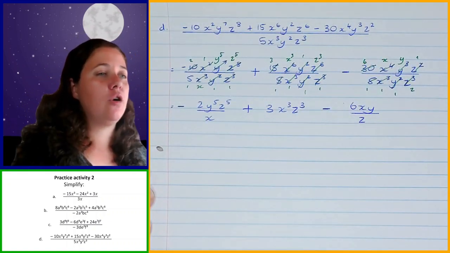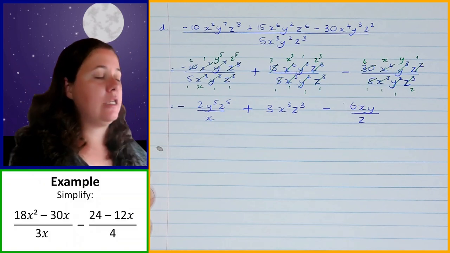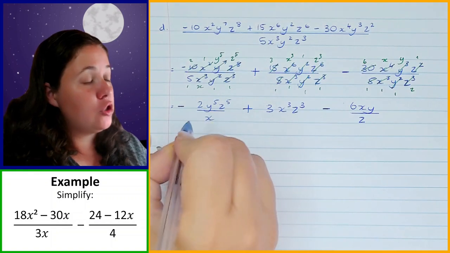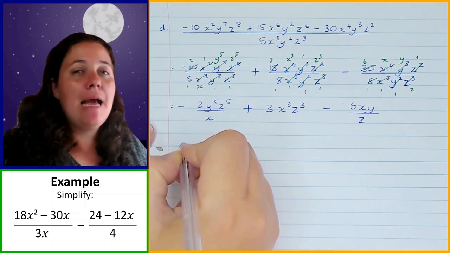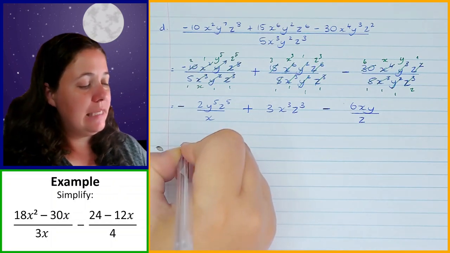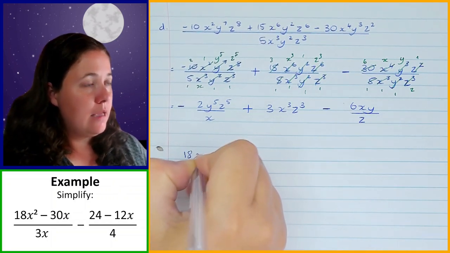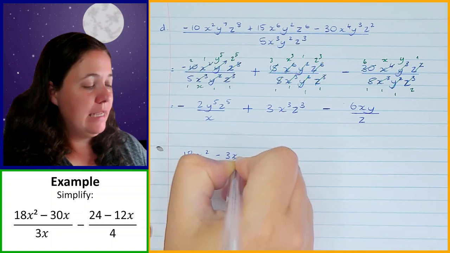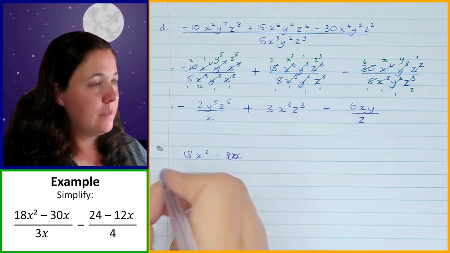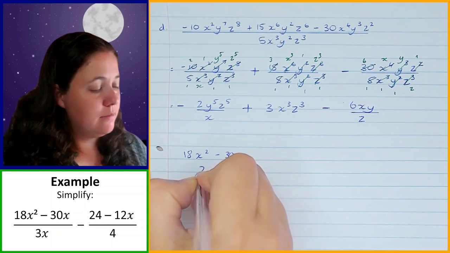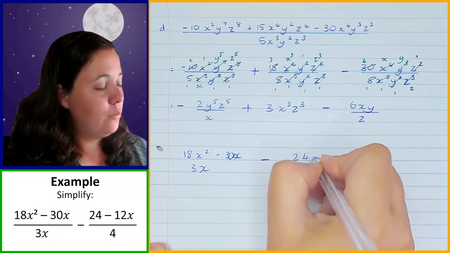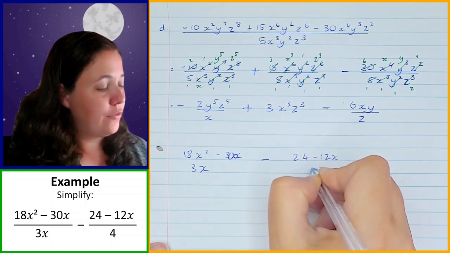Okay, so now let's go on to our last main example that we're going to have for today, which is this one over here. Now we've got two fractions that we're going to be simplifying, and they are being subtracted from each other. So the first one is 18x squared minus 30x over 3x, subtract 24 minus 12x over 4.